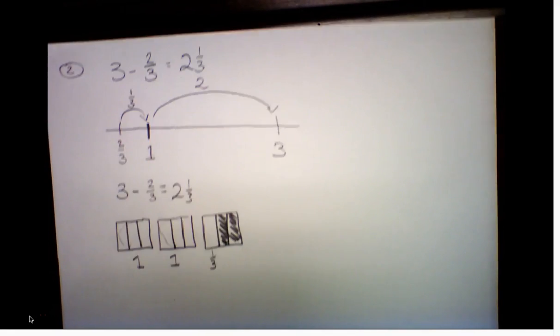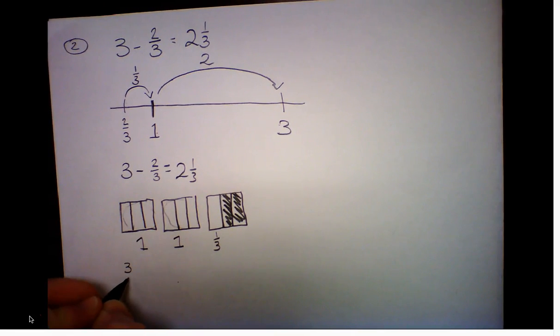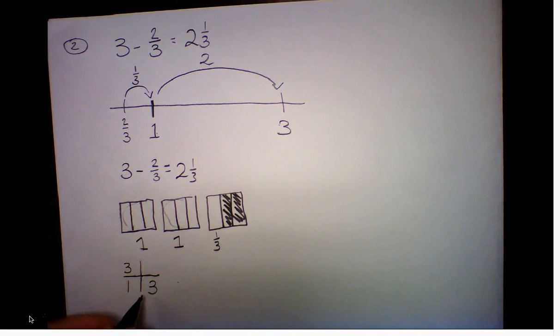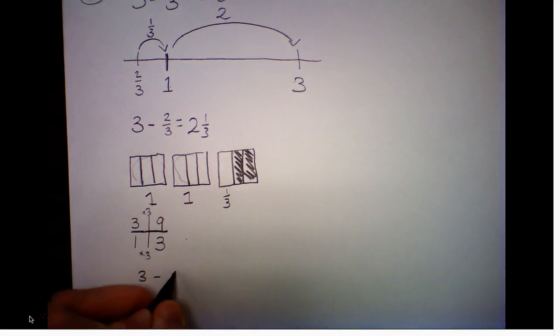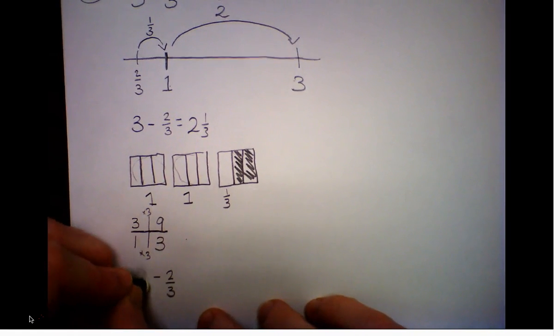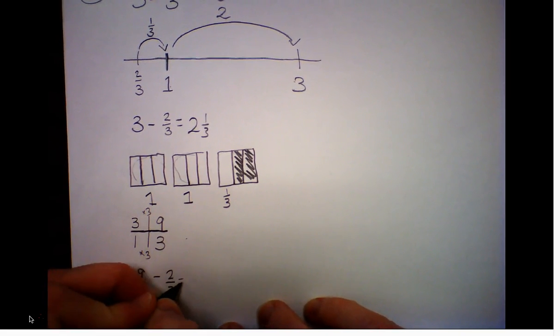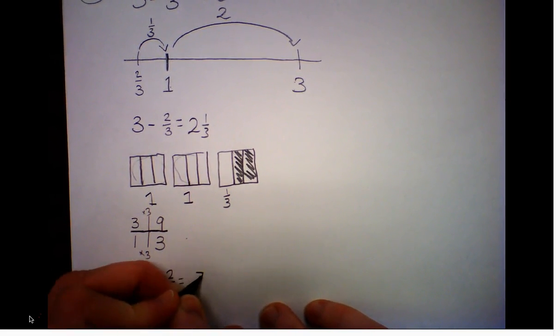Now, if you don't want to do drawings, okay, what we basically just did is we turned this 3 over 1 into thirds. So we need, how many thirds is 3? So 1 times 3 is 3. 3 times 3 is 9. So 3 minus 2/3 is the same as, we'll replace that 3 with 9/3. If I have 9/3 and I take 2/3 away, I have 7/3.